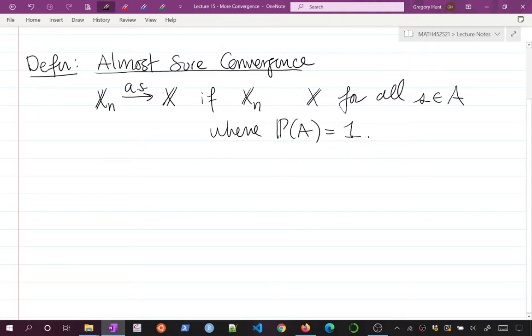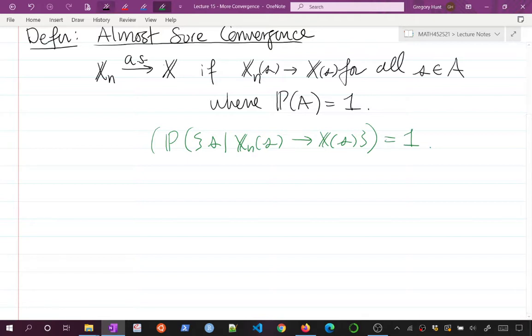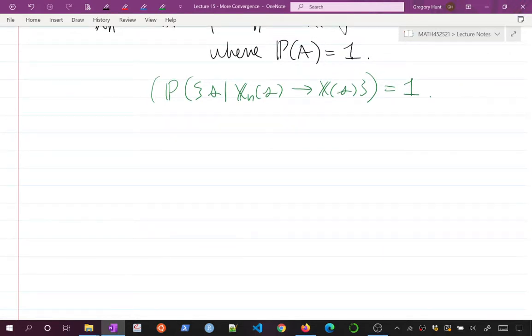One way you could think about this is that Xn of S converges to X of S for all S in A, where A has probability 1. Or another way of saying this is that the probability of the set of S's such that Xn of S converges to X of S is 1. So we talked about this as a pretty strong condition and can sometimes be difficult to establish. And there are some other forms of convergence because random variables are such rich objects.